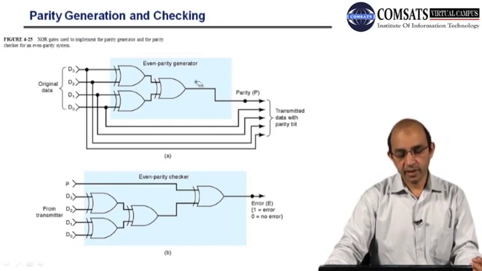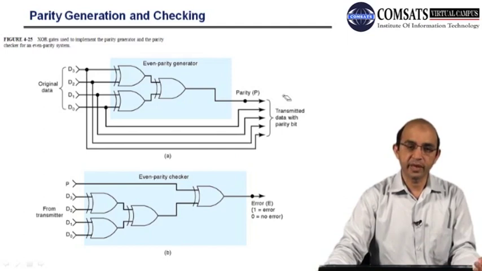And we will get a 0, right? So the parity bit will be a 0. Remember, we have all ones, and they are even, so the parity is 0. And we transmitted that data on the transmission line.